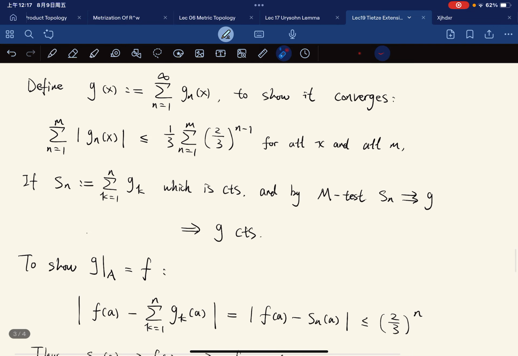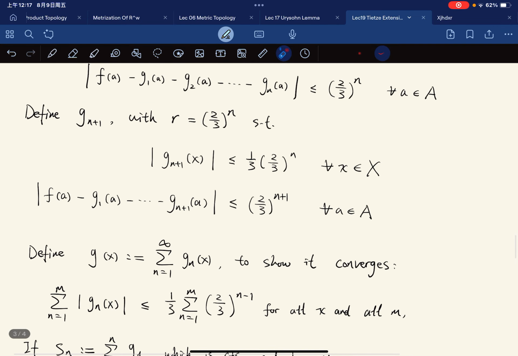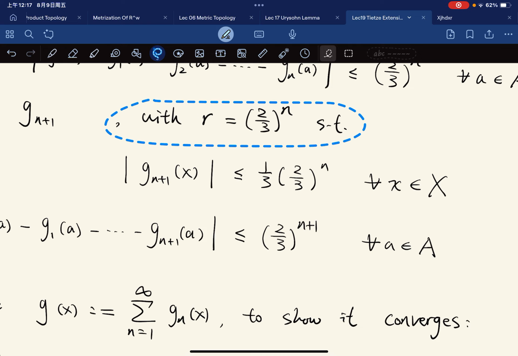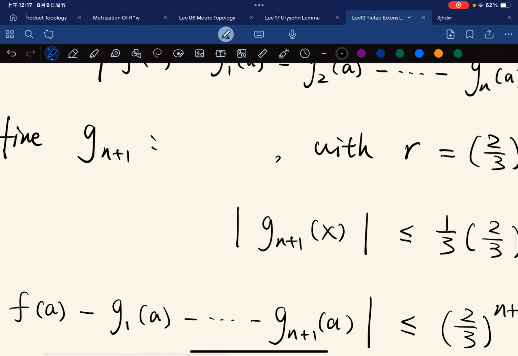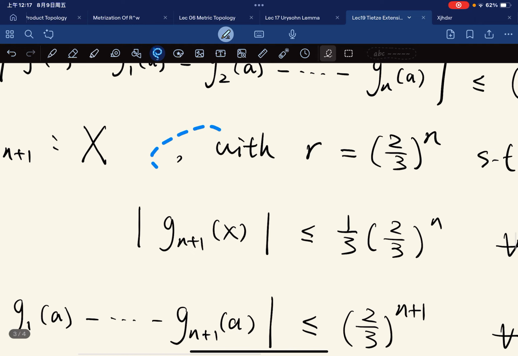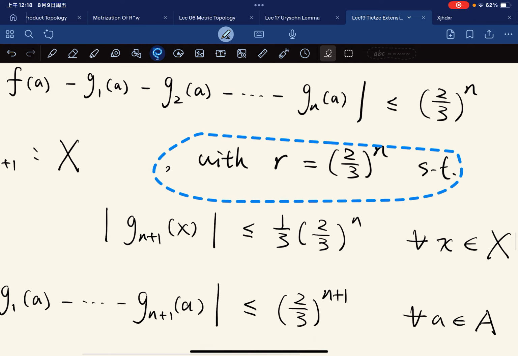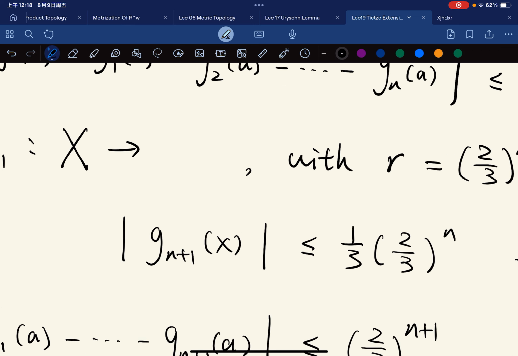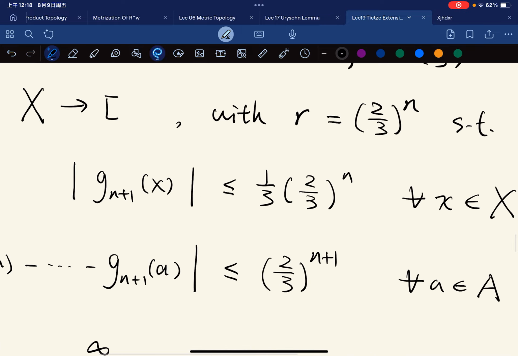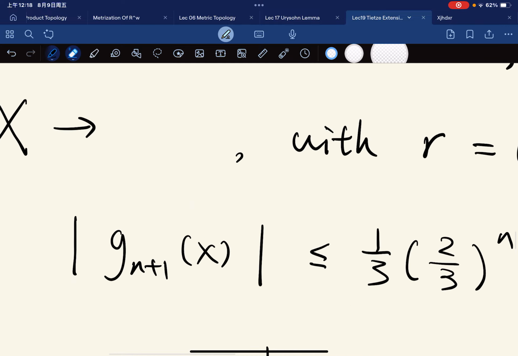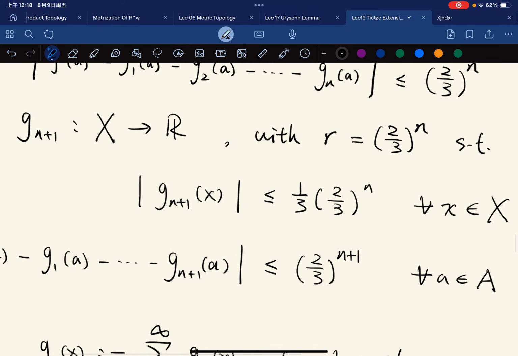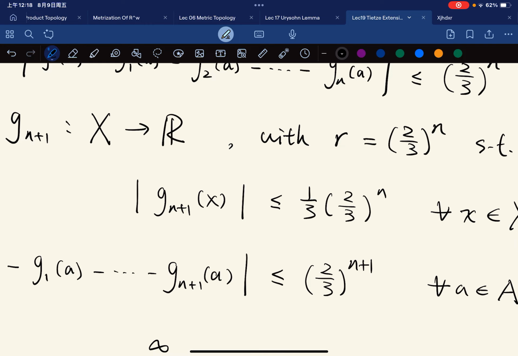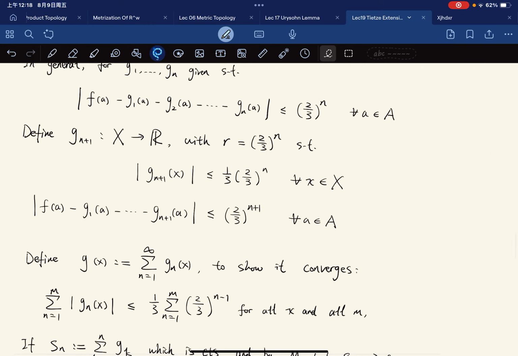I should be more consistent with the notation here. So let me add g(n+1) from the entire space to, I think it's something like this. But I'll just say R for convenience. But remember that the domain is X, the entire space X.